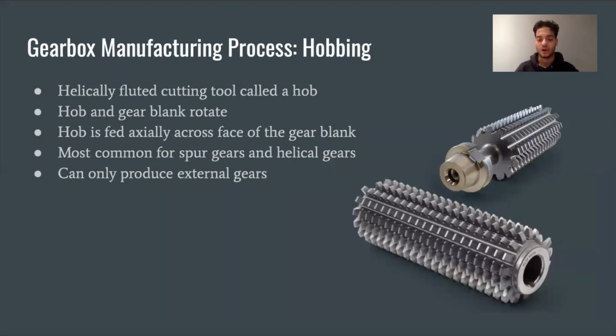Gearbox manufacturing process. There are many different ways in which gears can be manufactured depending on their size and function. The first way is called hobbing. Hobbing progressively generates gear teeth using a helically fluted cutting tool called a hob. The hob and gear blank rotate as the hob is fed axially across the face of the blank. This is the most common method for producing spur gears or helical gears.